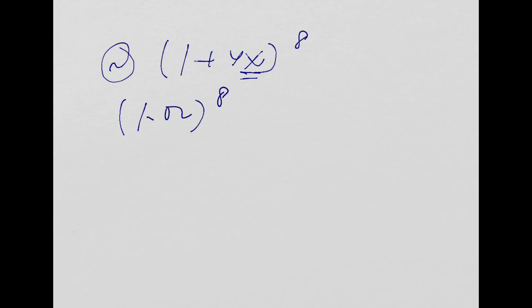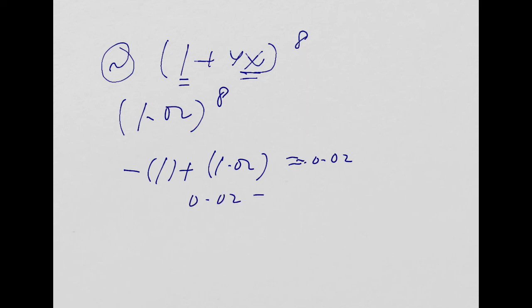So then again, this is 1, right? So your 1.02 minus 1, what do you get? 0.02, right? So your 0.02 equals 4x. So your x will become 0.005. Correct?